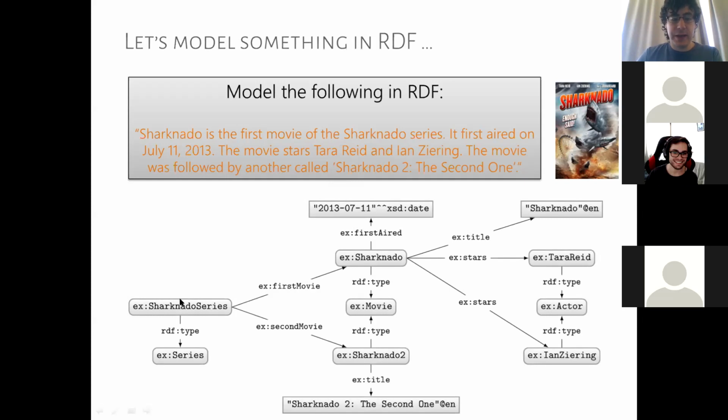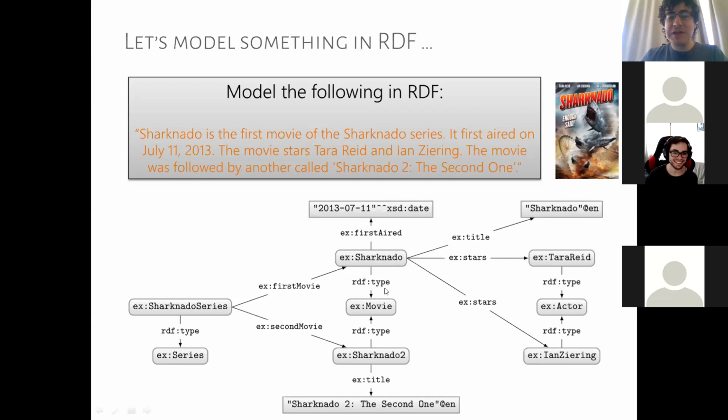relations. So we have Sharknado series, which we know to be a series. Okay, so since the text explicitly mentions that it's a series, we'll add this. So we use this special property here, which is part of the RDF standard. It's so common that in the RDF standard, they actually define this term, which is rdf:type. And this essentially allows for associating an instance to a class. So for example, we can say that Sharknado is a movie. It's essentially an is-a relation.